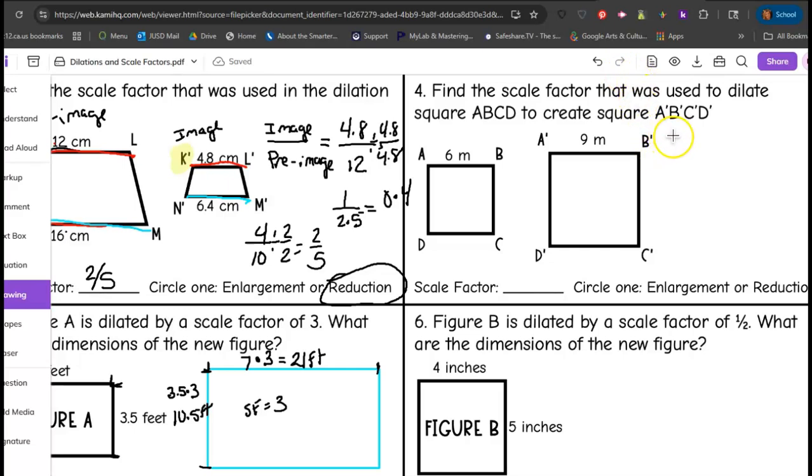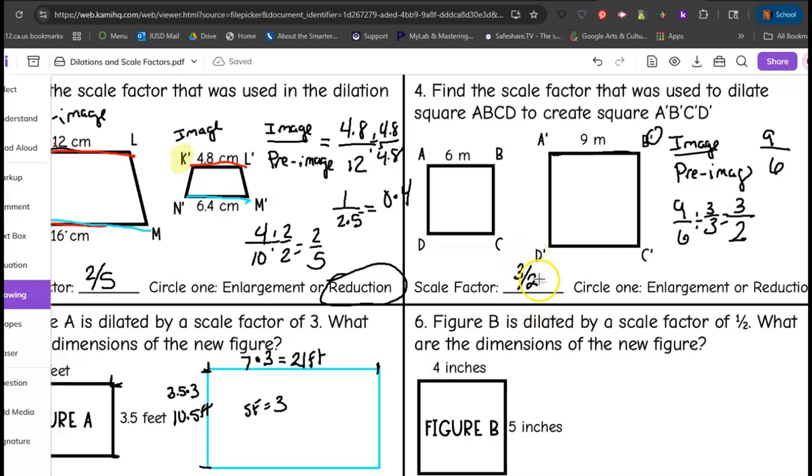Okay, let's check 4 and 6. It's going to be image over pre-image. I have A prime over B prime, so that's my image. I know because of the prime marks. And my pre-image is A and B, which is 6. 9/6 can be simplified by 3/3. 3 times 3 is 9, and 3 times 2 is 6. So it's a scale factor of 3/2.